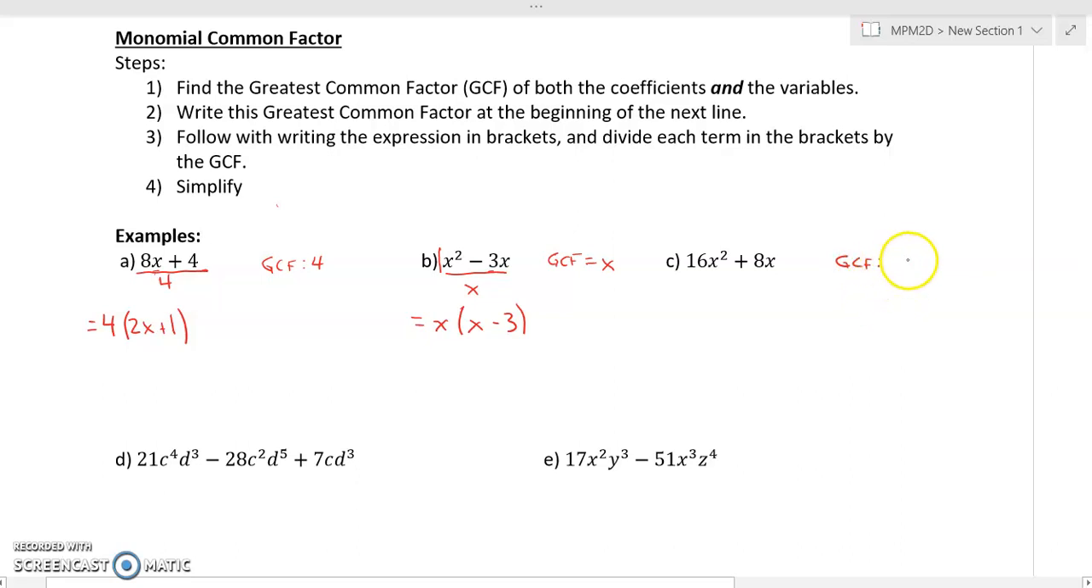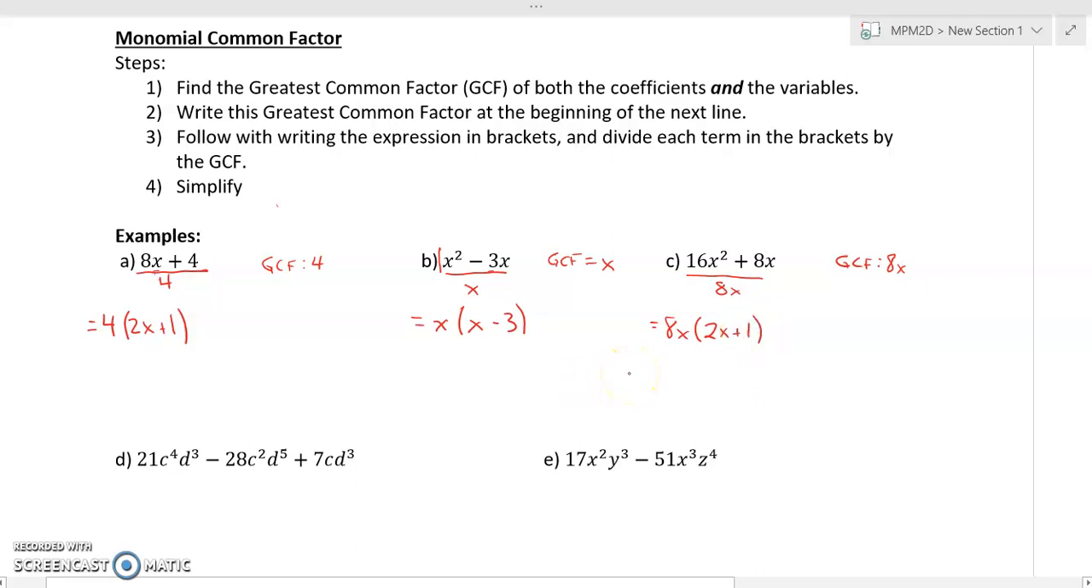Okay, hopefully what you came up with was 8x. You can see that 8 goes into 16 and 8, and x goes into both x and x squared. So let's divide by our greatest common factor, and what we're left with is 8x, all of that multiplied by 2x plus 1.